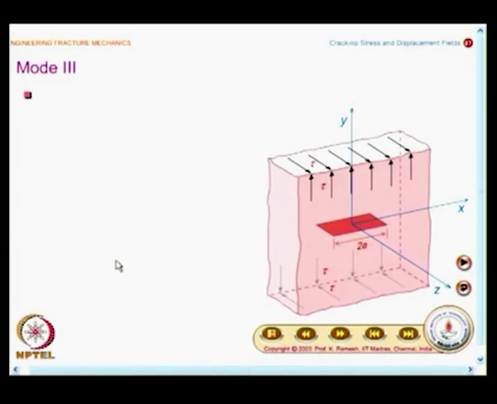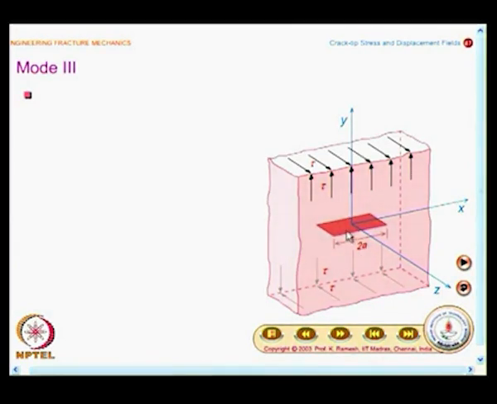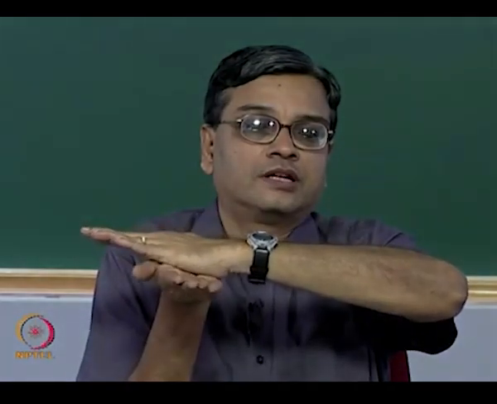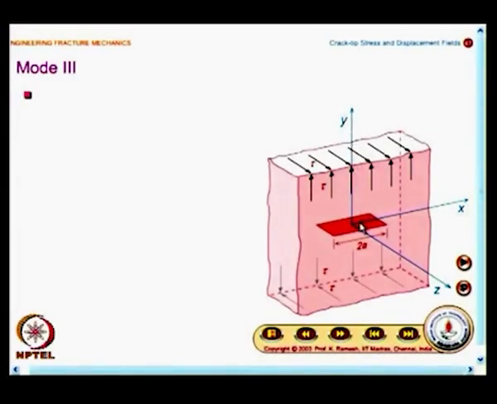And now we move on to discussing the mode 3 loading situation. This is again very simple and straightforward, and take down the sketch. I have a through the thickness crack, and what you have is out of plane shear. And I would like you to note down how the axes are marked. X axis is like this, y axis is like this, and z axis is perpendicular to the plate.